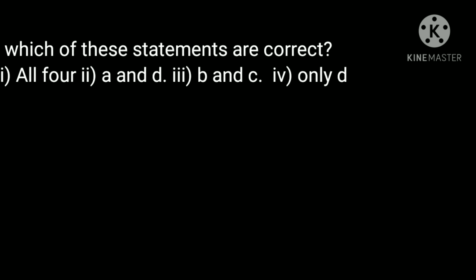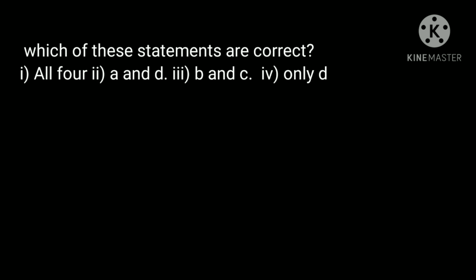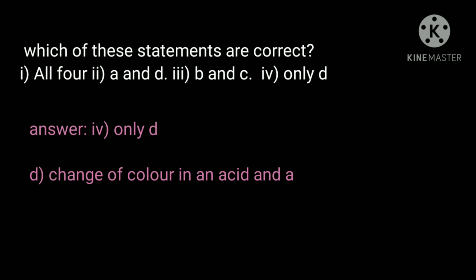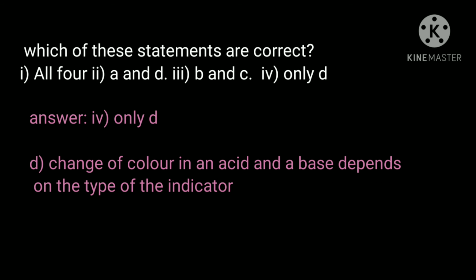Which of these statements are correct? 1. All four. 2. A and B. 3. B and C. 4. Only D. Answer is 4, only D. Change of color in an acid and a base depends on the type of the indicator.